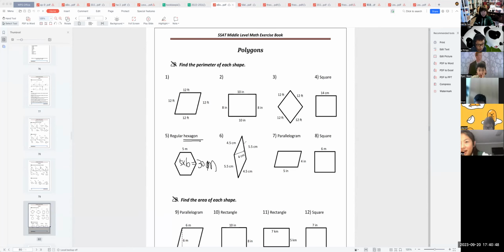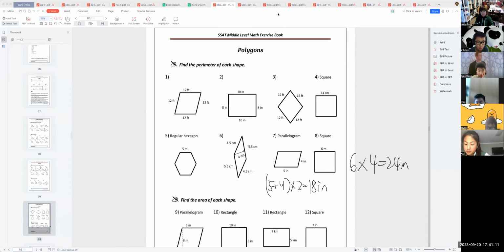So you're right, Ava. So this one, again, because 5.5 is the same, 4.5 is the same. So it's 4.5 plus 5.5 times 2 equals 20 centimeters. Okay, let's take a look at the last two. So 5 plus 4 times 2 equals 18 inches, and 6 times 4 equals 24 meters. Okay, so pretty easy.